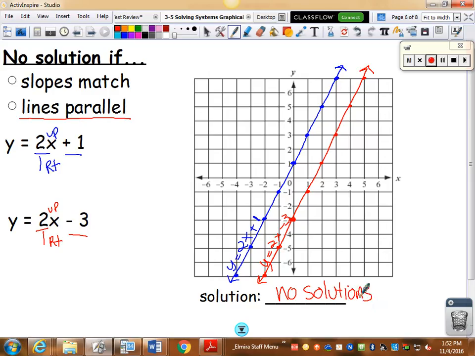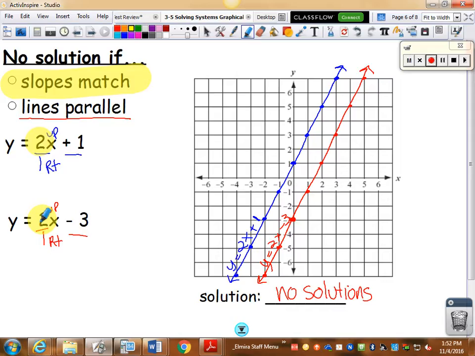Well, wait a minute. How is it that they ended up parallel? And could I predict that that was going to happen? Well, our first bullet says that the slopes match. Notice we have a slope of 2 here and a slope of 2 here. In both cases, we went up 2 and 1 to the right.